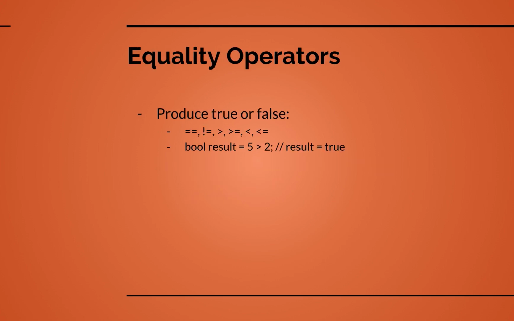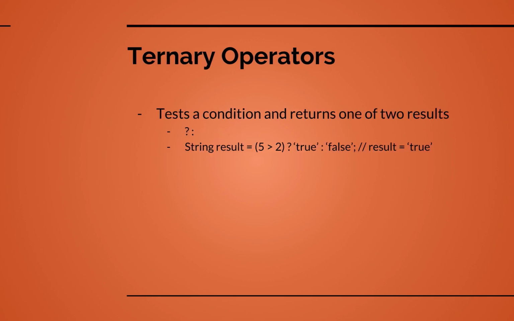Okay, the next is going to be the equality operators. So these perform some kind of a comparison between what's on the left and what's on the right of them, and then they return either true or false based on the results of that test. So we can test for equals, that's the double equal sign, not equals, there's our classic greater than and greater than or equal, and then less than and less than or equal. And here we have a really quick example. That's just a Boolean variable called result, and that's just going to be equal to 5 greater than 2. So 5 is clearly greater than 2, so that returns a true result, and we can store that in a Boolean variable.